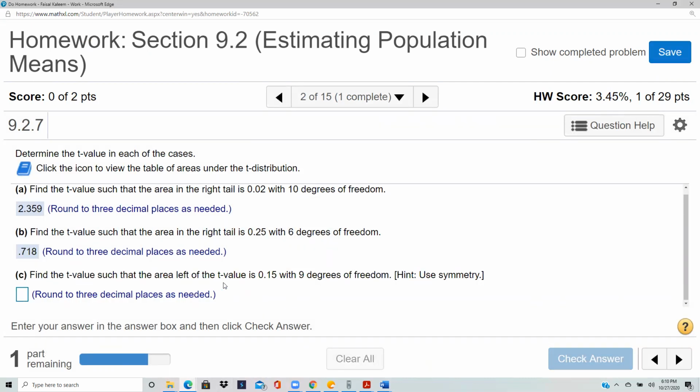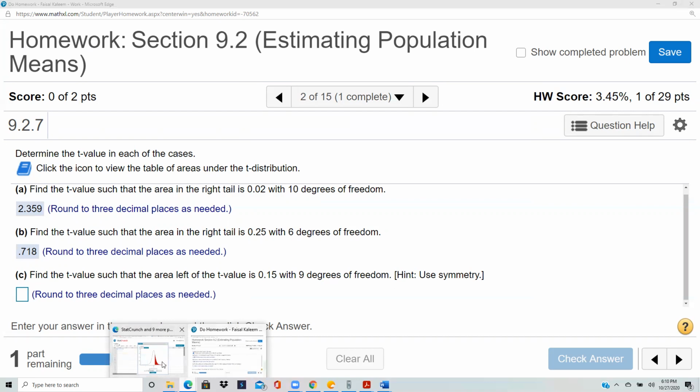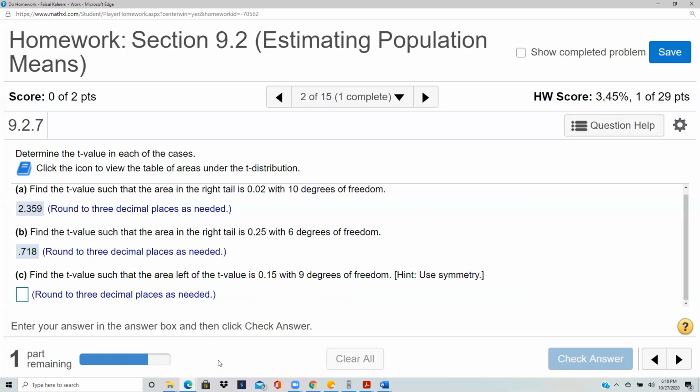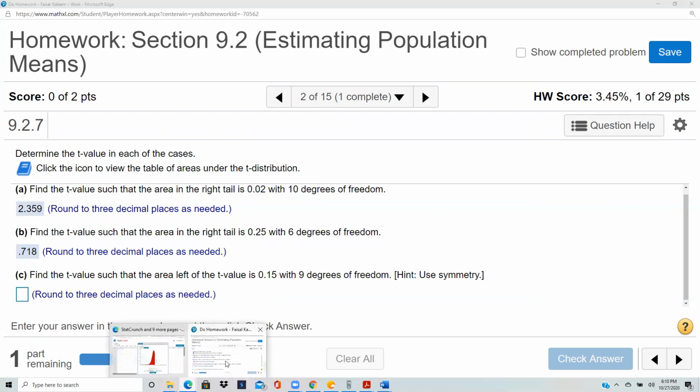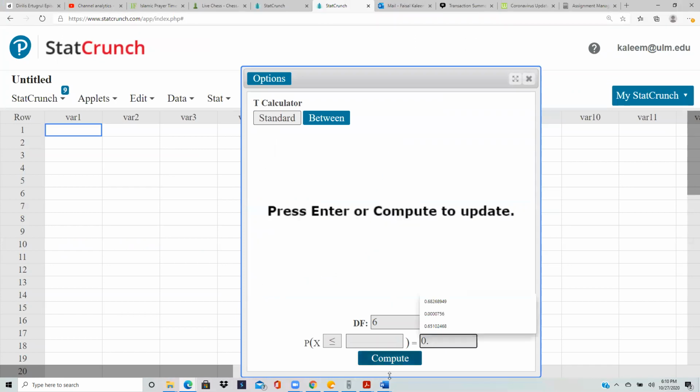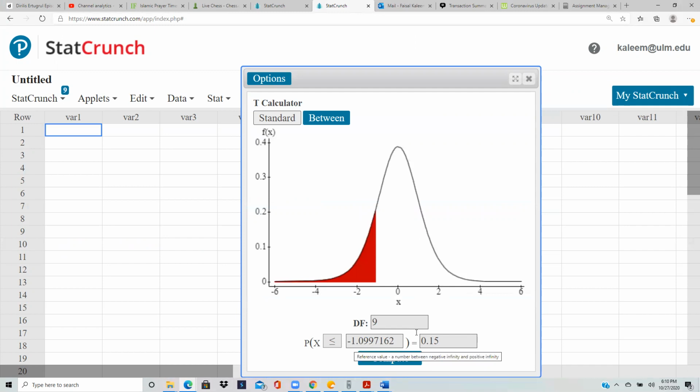T-value where the area on the left is 0.15 with 9 degrees of freedom. On the left now, so change it to the less than. What was the area? 0.15 with 9 degrees of freedom. So area is now 0.15. 9 degrees of freedom. Negative 1.099, so negative 1.1 to 3 decimal places.